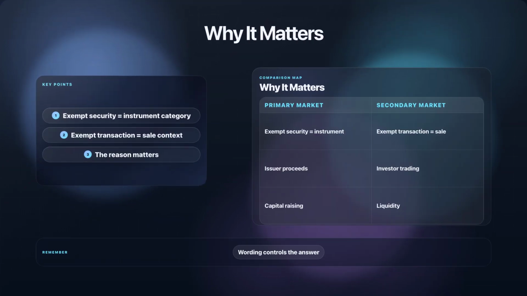This matters because SIE questions rarely test concepts in a vacuum. They often describe a market participant, a product, a customer, a firm action, or a regulatory situation. When you understand the purpose of exempt securities versus transactions, the answer choices become easier to compare.